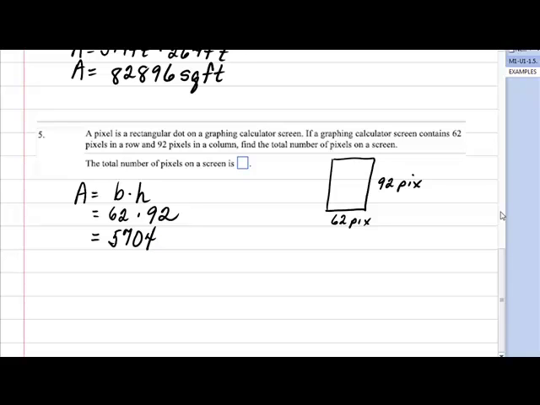All right, I hope that helps you with the concept of area of a rectangle.